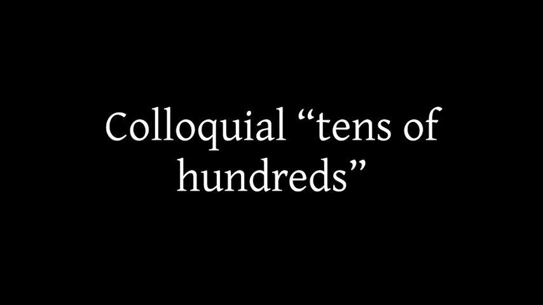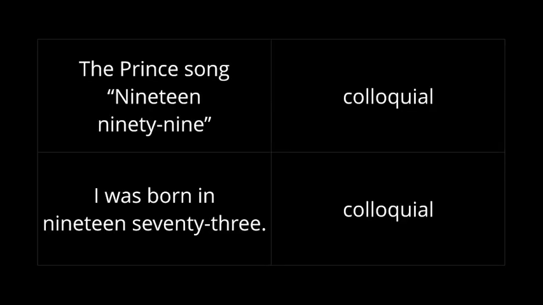Now, someone asked me about the colloquial use in English of tens or teens of hundreds. Here's what I mean by that. The Prince song, 1999, is pronounced "nineteen ninety-nine." It even says so in the lyrics. That's not correct usage for that number. It's one thousand nine hundred ninety-nine, but we accept it colloquially in English.